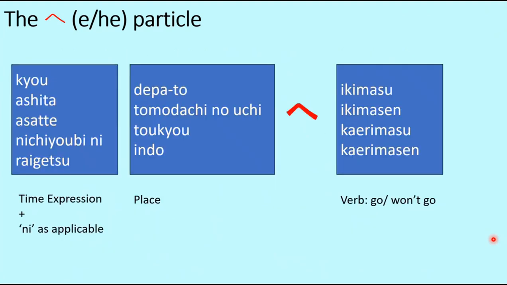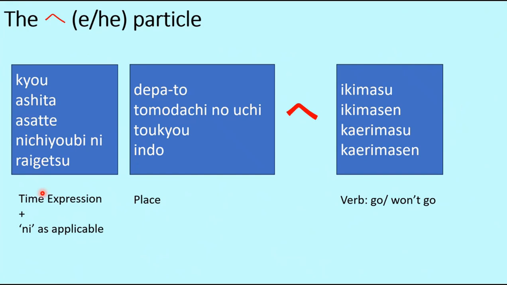So if we want to summarize what we have studied, then you will see that in each of these examples, we had the time verb or the time adverb or the time expression and ni particle with relation to the time expression as applicable. Then we have the place or the destination. Then we have the particle e, and then finally we have the verb, which may be in past tense, present tense, in affirmative or in negative.